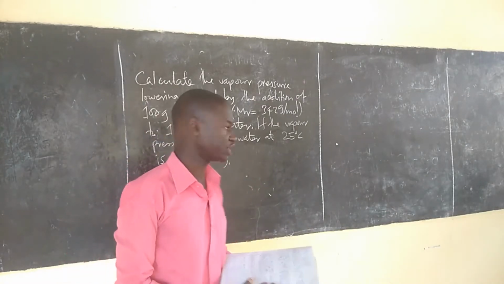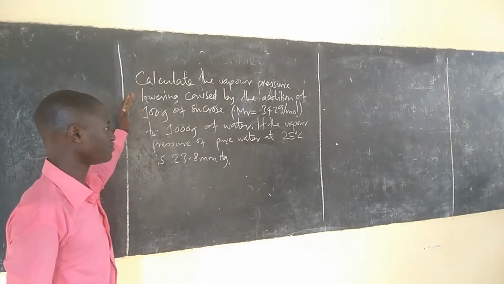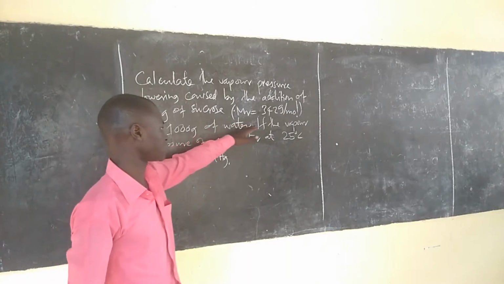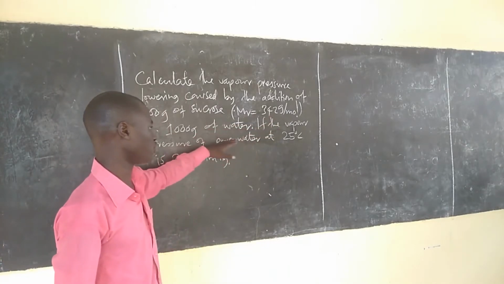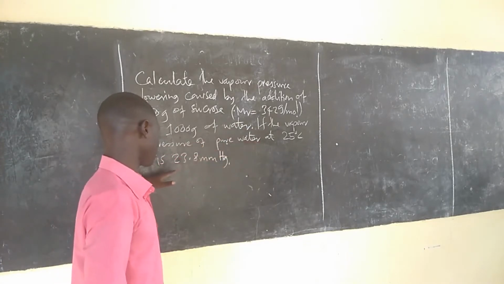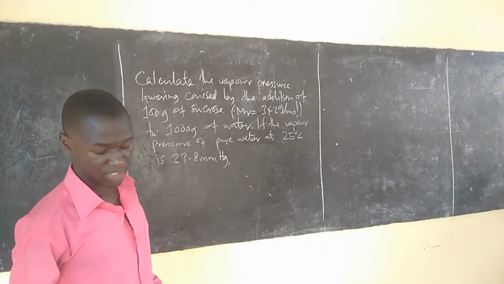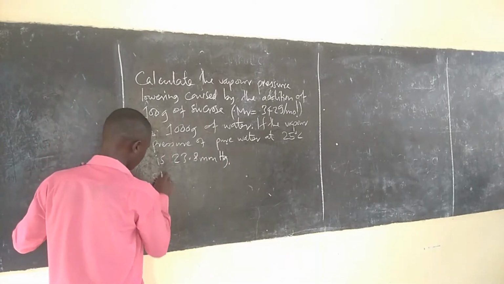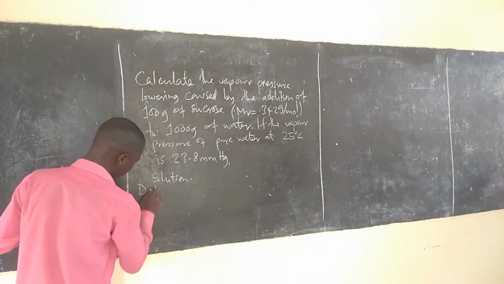So our question is: calculate the vapor pressure lowering caused by the addition of 100 grams of sucrose with the molar mass of 342 grams per mole to 1000 grams of water, if the vapor pressure of pure water at 25 degrees Celsius is 23.80 millimeter of mercury. Now this is our question. From here we are saying solution, and then we go to data given.